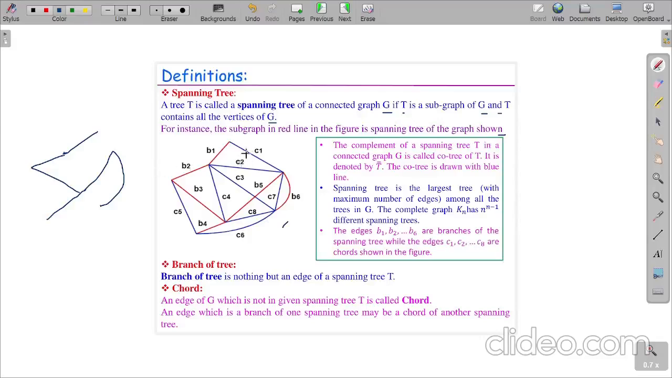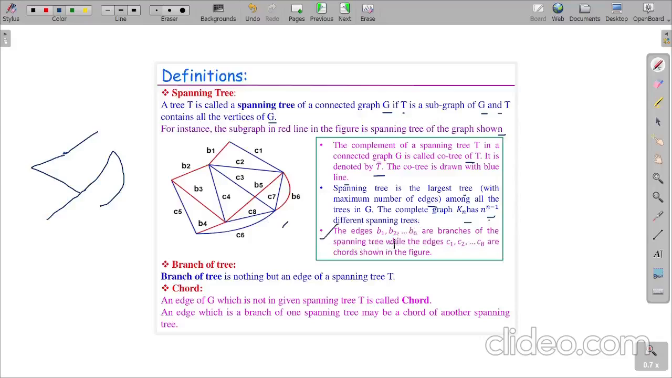And the complement, that is the blue line of the spanning tree in a connected graph G, is called the cotree or co-tree. It is denoted by T bar. The cotree is drawn with blue lines. The spanning tree is the largest tree with the maximum number of edges among all the trees in G. The complete graph Kn has n to the power n minus 2 different spanning trees.